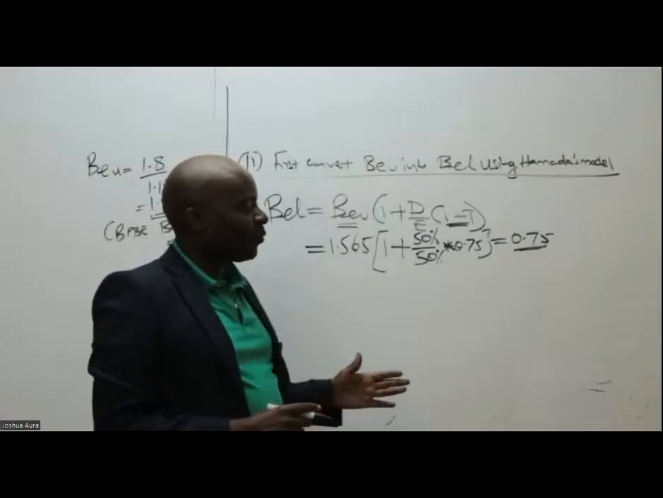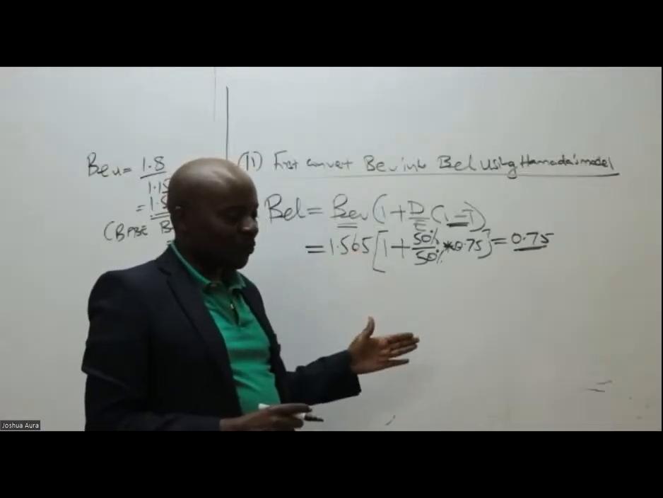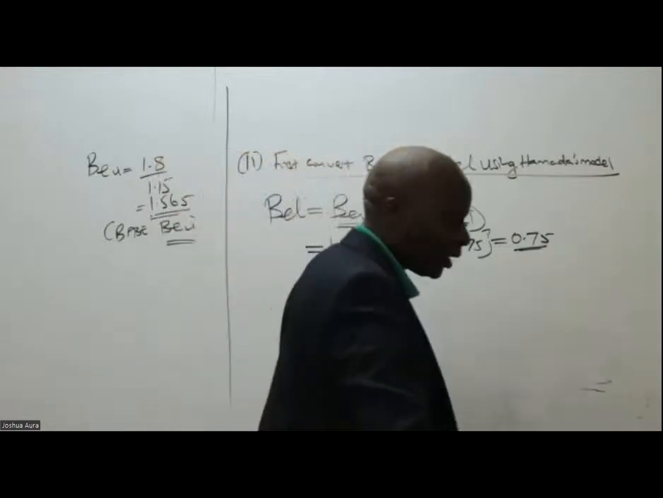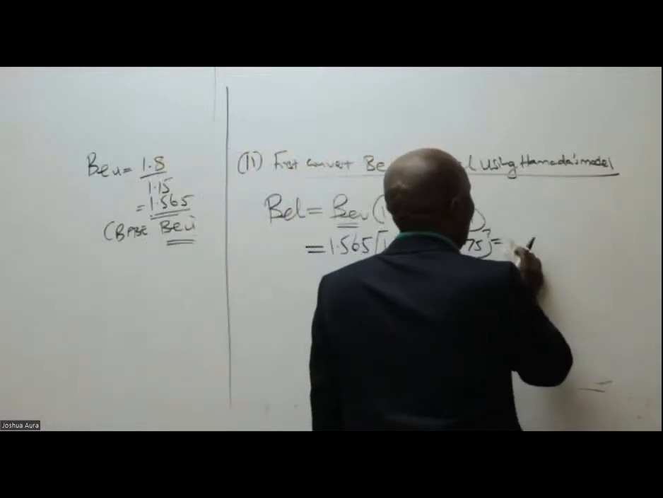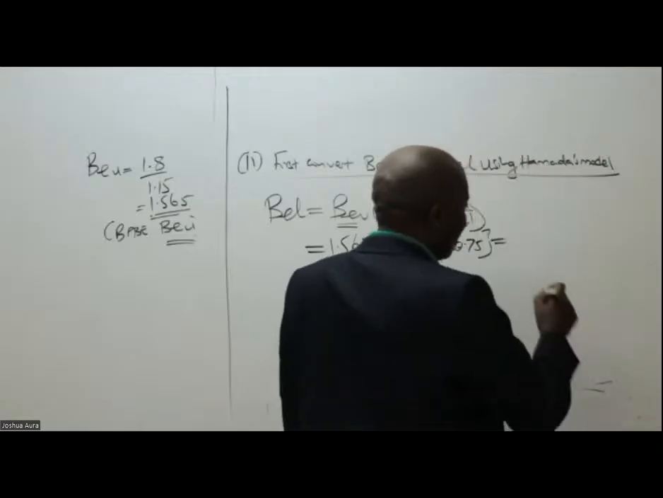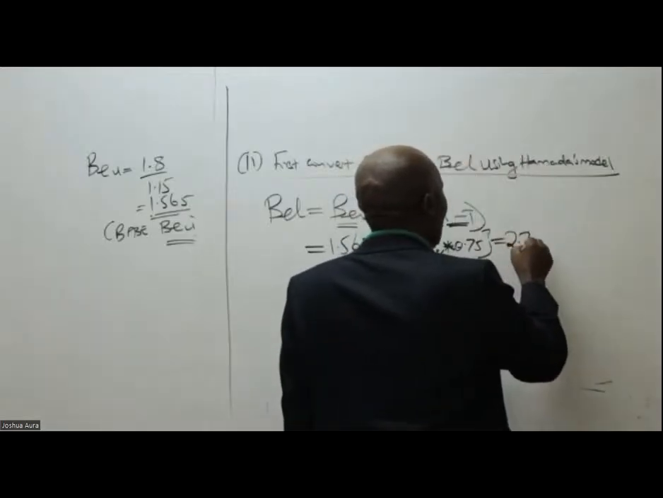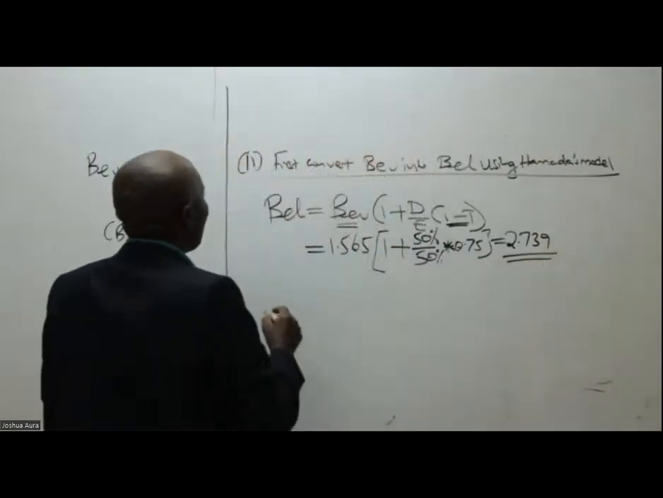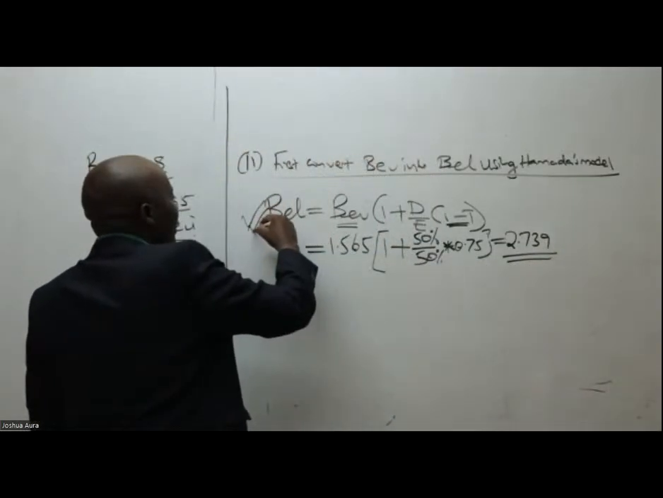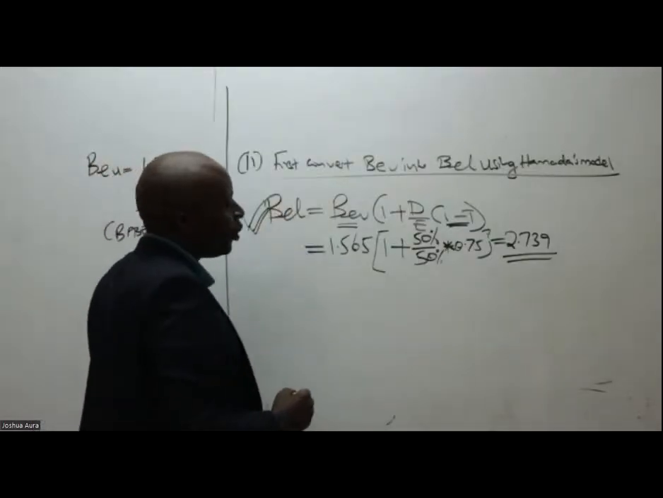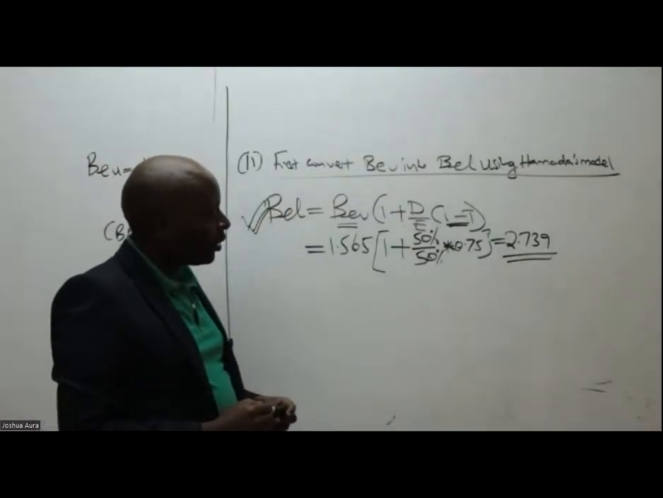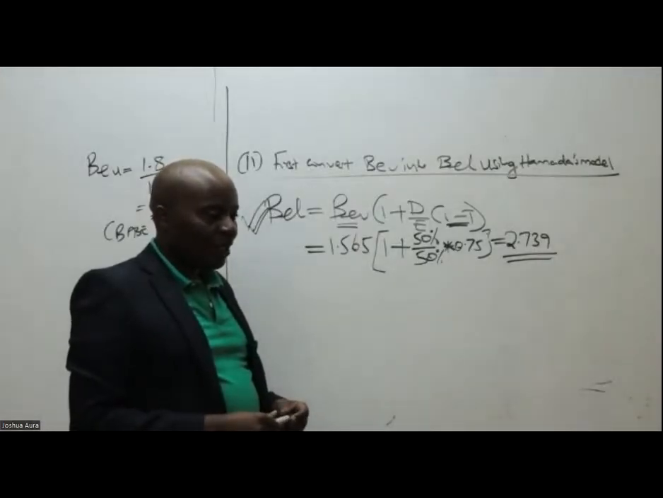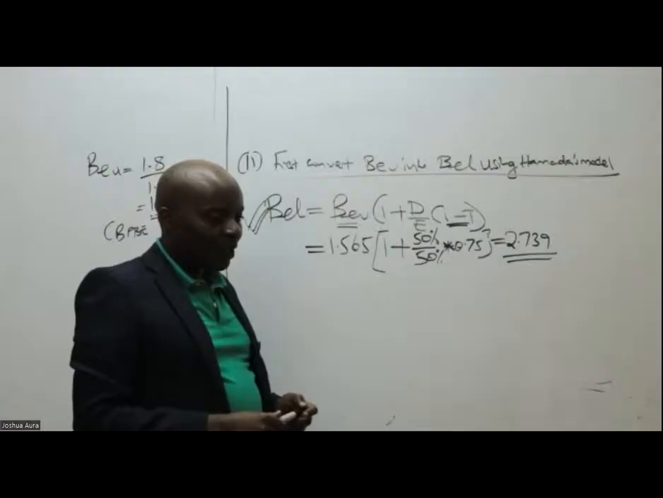So tax is 0.25, so it will be 1 minus 0.25. Now give me the proper answer to write there. 2.739. So this is 2.739. Now, having gotten this beta, having worked this out with Hamada's model, what do you think will be the next step? Naomi is getting quite a different answer.